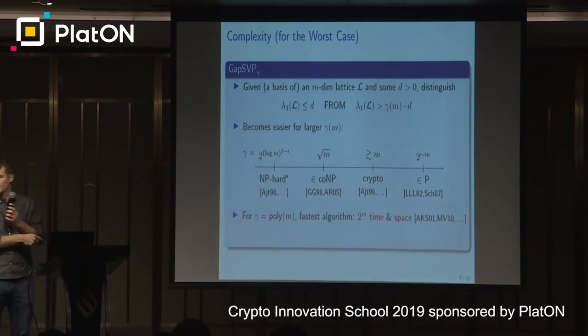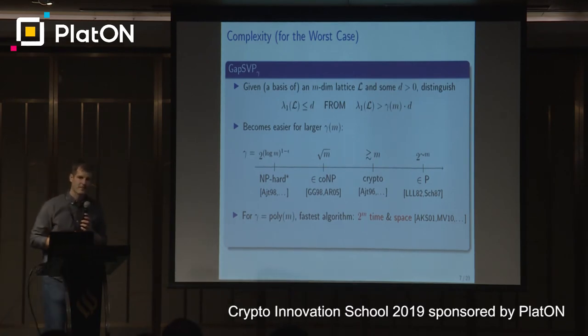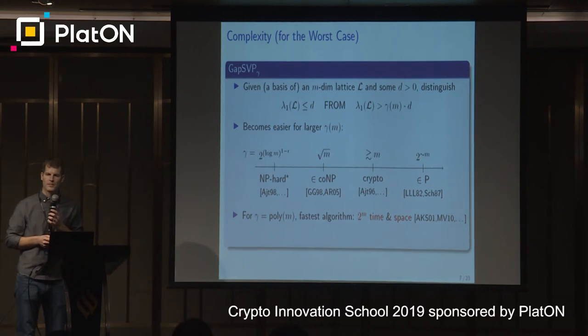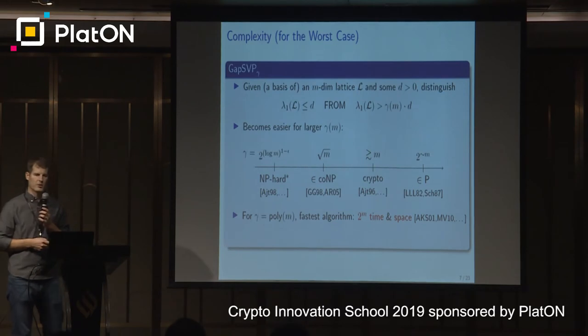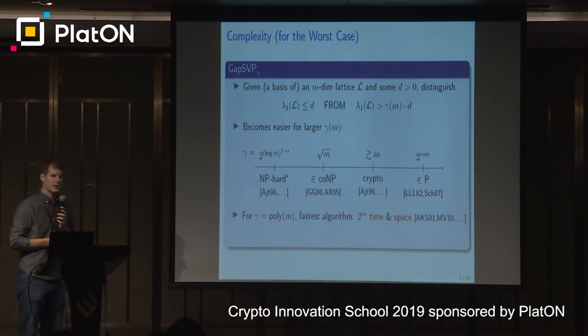This star here indicates that there's a randomized reduction, so it's not officially NP-hard, but it's essentially. Right, the worst-case to average-case reduction, there is a polynomial time overhead. I will have a slide on that in just a couple of slides, which will explain that. But essentially, it loses at least a linear factor in the approximation. Very good question. Any other questions about the complexity?